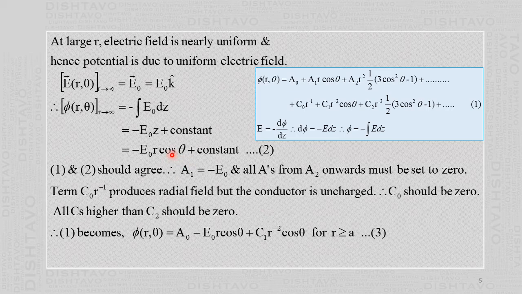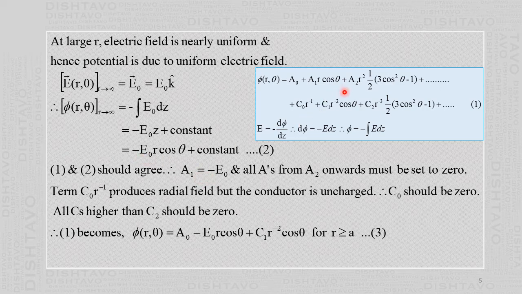It is a conversion of the rectangular coordinate system into the spherical coordinate system. So x has some expression, y has some expression, and z has the expression r cos theta, plus a constant. That is equation 2. We started with equation 1, so 1 and 2 should agree. This is the expression for the potential at a particular point. Now if you compare, a naught is a constant, so you can include it here. Now a1 r cos theta, if you compare it with equation 2, a1 will be minus E naught.